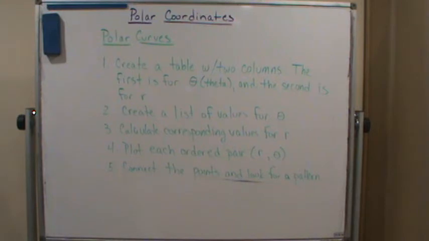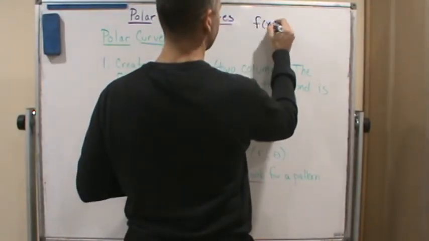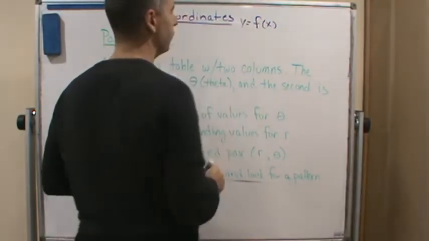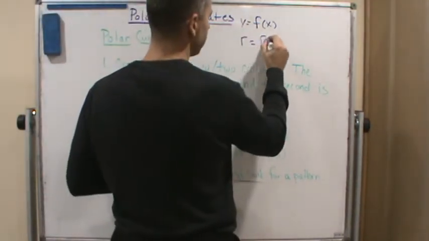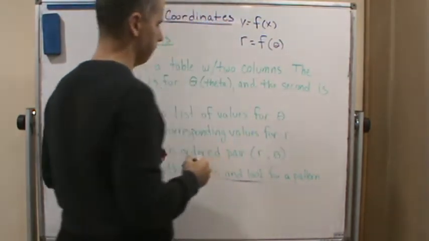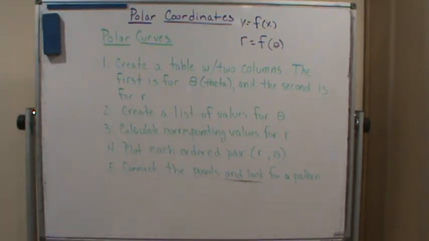Okay, so when we have this sort of thing, just like when we have functions of y, functions of x, we're used to having f of x, y equal to f of x. Well, now we're going to have r as a function of theta. So in this case, theta is going to be the independent variable, and r is going to be the dependent variable. This is basically the same sort of thing that we would have in the Cartesian plane.